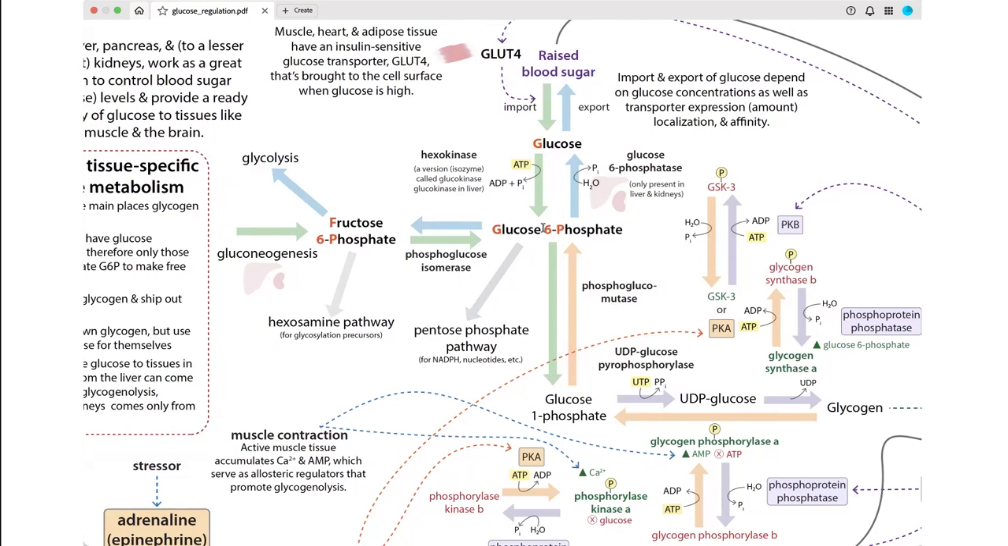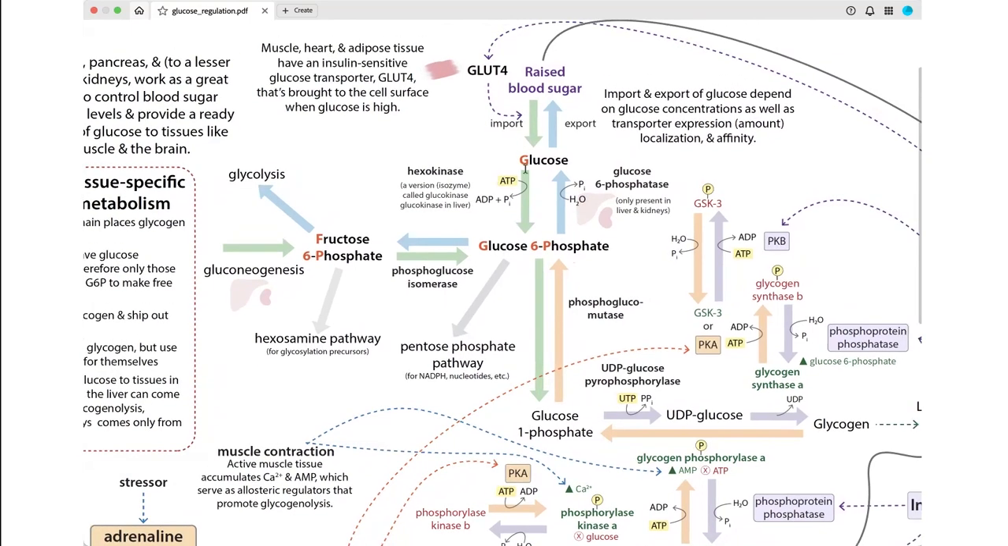We could convert that into glucose 6-phosphate, and we could use that for glycolysis, burn it to get ATP. Or we could also take it in various other pathways. If we wanted, say, glycosylation precursors, we could go the hexosamine pathway. If we wanted NADPH or nucleotides, we could take it down the pentose phosphate pathway. But we could not make it into free glucose, and therefore we cannot release that glucose into the bloodstream. So the muscles get to keep it all for themselves.